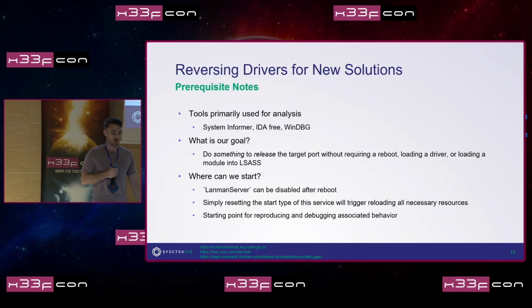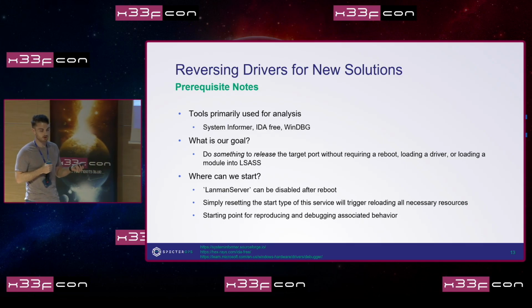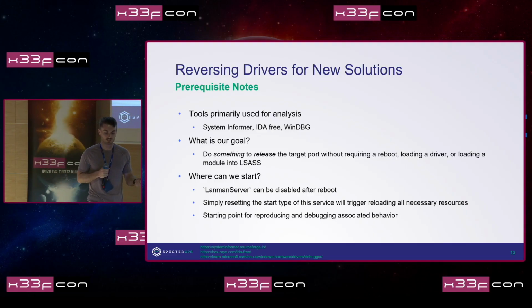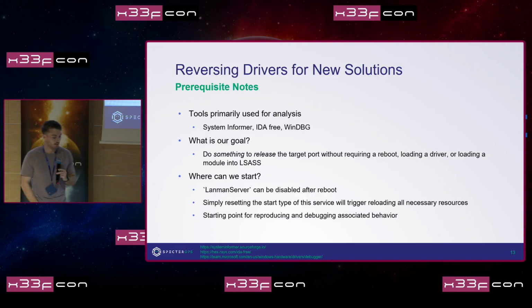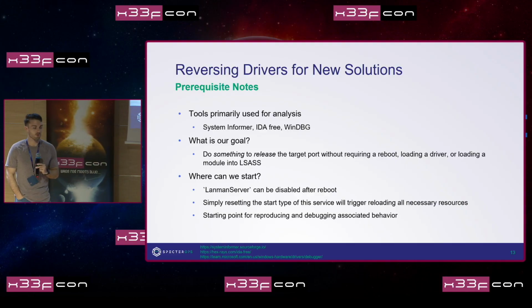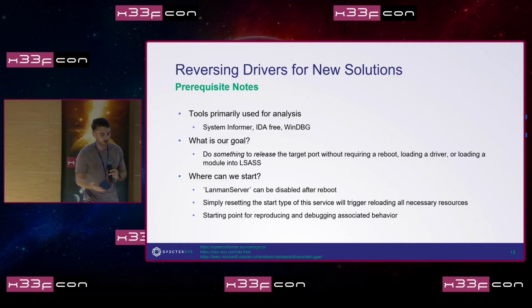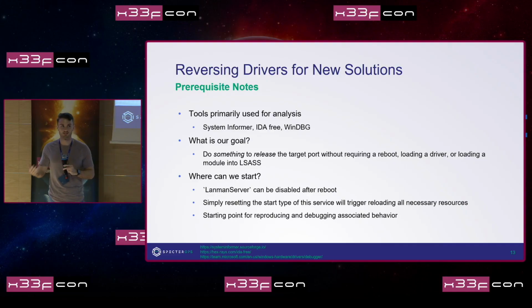Like I mentioned before, I'm far from being a professional reverse engineer, but the tools that I started with to start going down this rabbit hole were primarily System Informer, the free version of IDA, and WinDbg, just to do basic static and dynamic analysis. And to redefine what our goal here is, we want to do something that releases the target port without requiring a reboot, without loading a driver, ideally, or without loading an arbitrary module into LSASS. So where can we start?